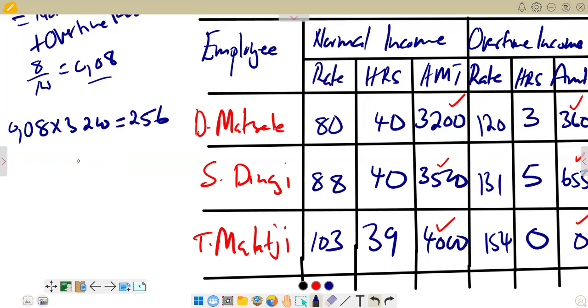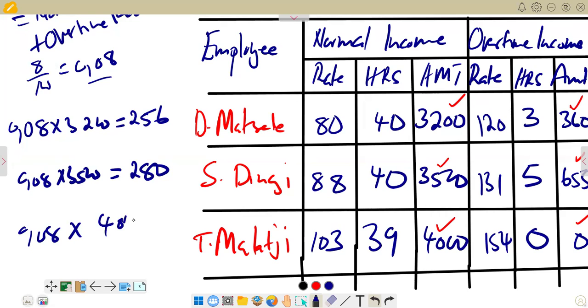So on the second one, we have an amount of 3,500. So we are saying 0.08 times 3,500, and then the amount that we're supposed to get there is 280. Then we go to the last one, 0.08, and then we multiply by 4,000. That's the normal. The amount that you get there is 320. So these are the amounts that we are going to put on pension fund. So you can just go there and put those figures.